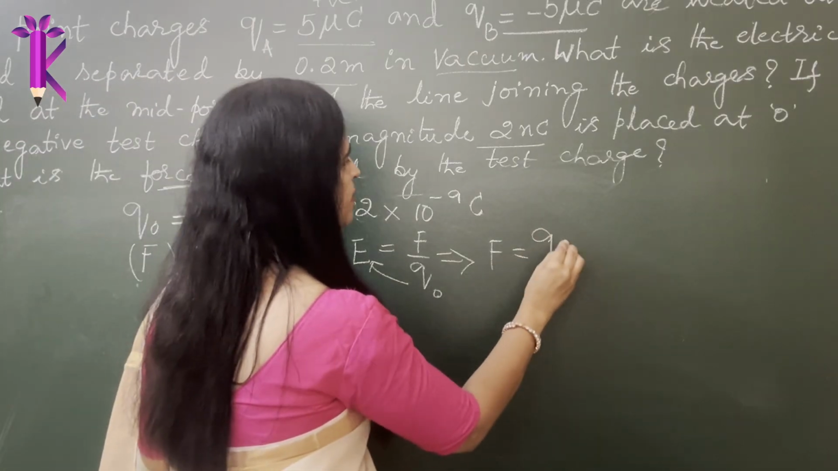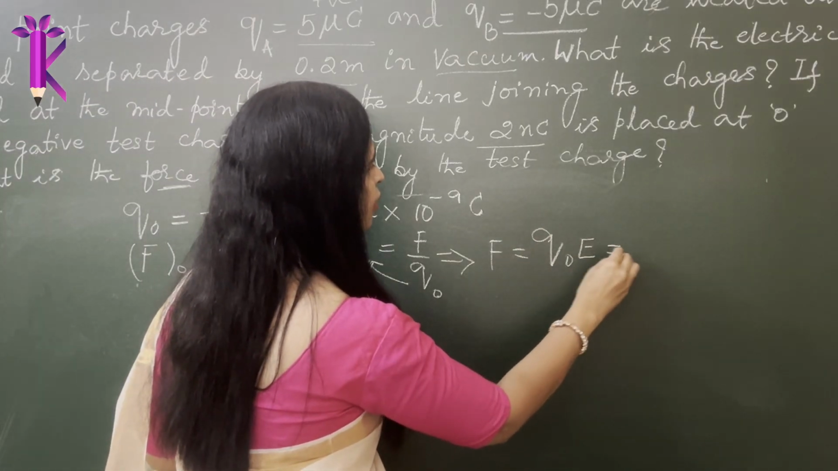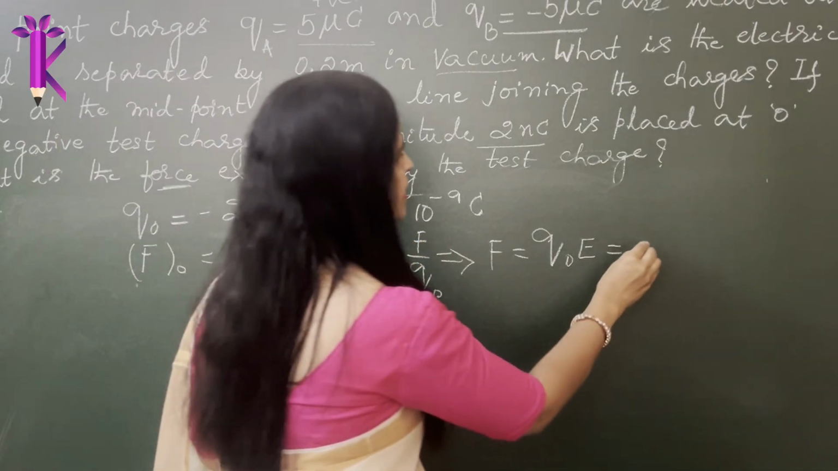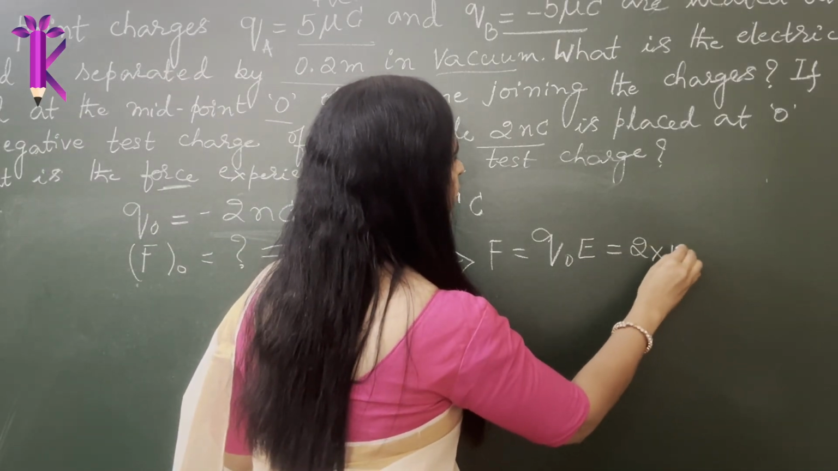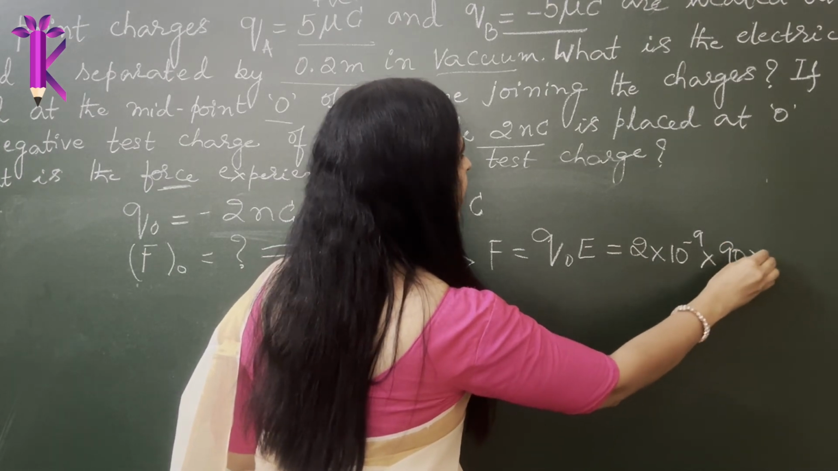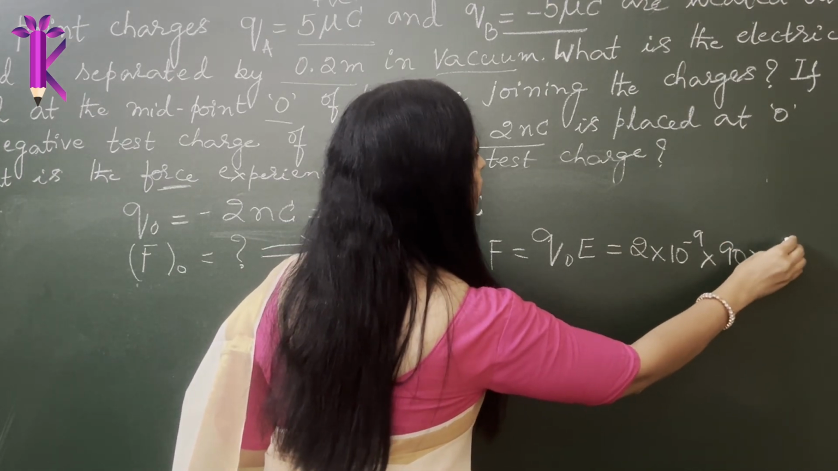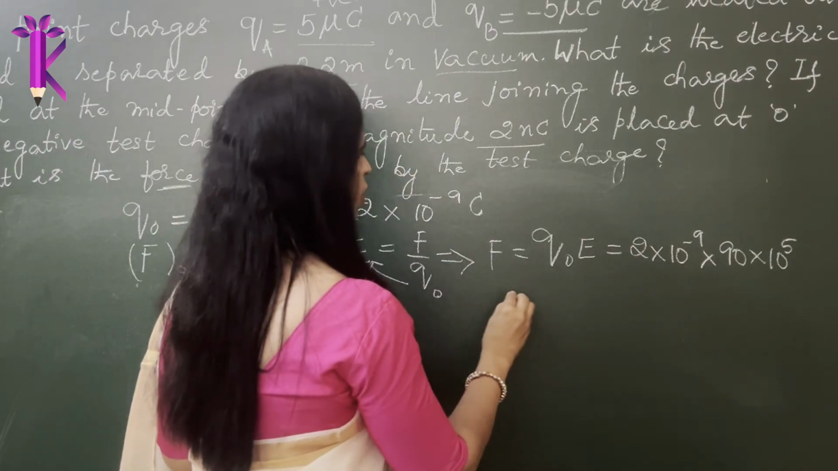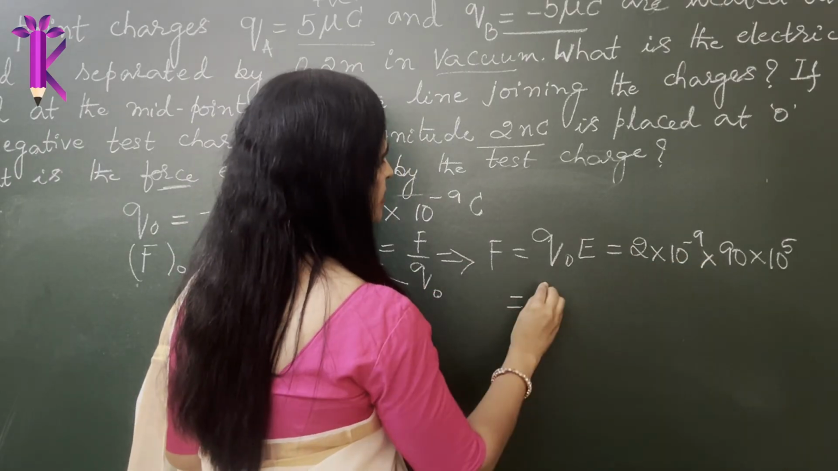So Q naught times E. What is Q naught? Q naught is given to be 2 nanocoulomb, that is 2 into 10 to the power of minus 9. What was the total electric field at that point? Then 90 into 10 to the power of 5. So now multiply. 2 times 9 is 18.